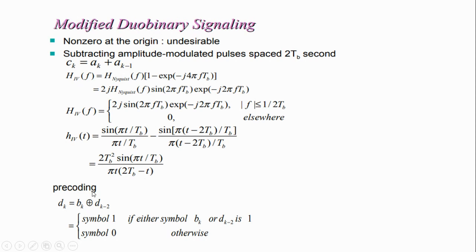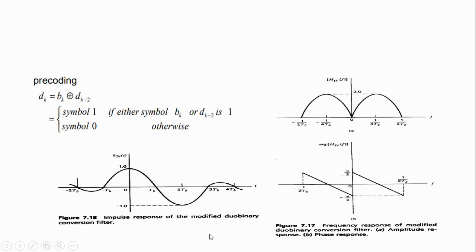And this is the function of the precoder. The precoder is dk equal to pk XOR pk minus 1. The output is 1 when either of the symbols pk and pk minus 1 is 1, and 0 otherwise. And this is the frequency response of the modified duobinary coding. At zero frequency, the output is equal to 0. This is the phase response of the modified duobinary coding, and this is the impulse response of the modified duobinary coding.